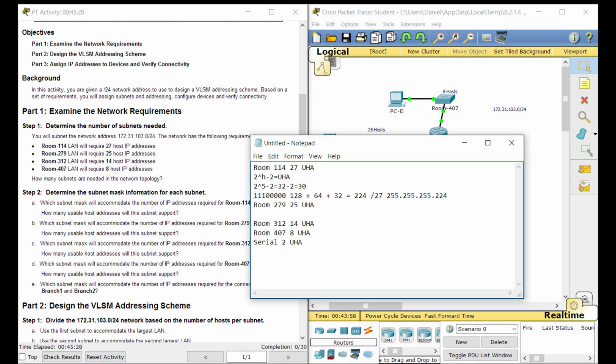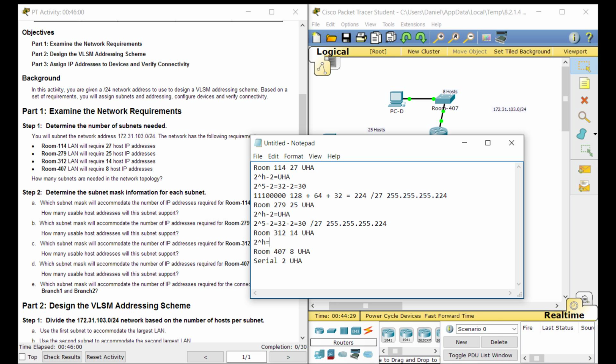So moving on to room 279, 25 usable host addresses. Going back to our formula, 2 to the power of host bits minus 2 equals usable host addresses. 2 to the power of, once again, 5 minus 2 equals 32 minus 2 equals 30. So this would play out exactly the same way as the last one did. It would be a /27 subnet mask and a 255.255.255.224 address.